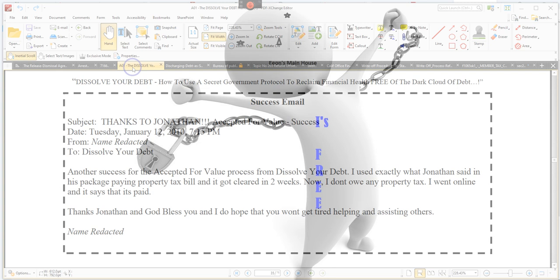All right, getting back. Thanks to Jonathan, accepted for value success. This document is also up on the website, the Dissolve Your Debt templates. And he talks about the accepted for value and getting it to work. This was 2010. Again, when I say that this stuff has been on my computer for years, when they took down the 40 gigabytes worth of documents, 40 gigabytes, not 40 megabytes, not 40 kilobytes, not 40 bytes, but 40 gigabytes worth of information.